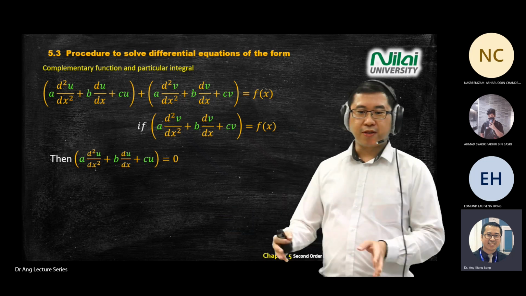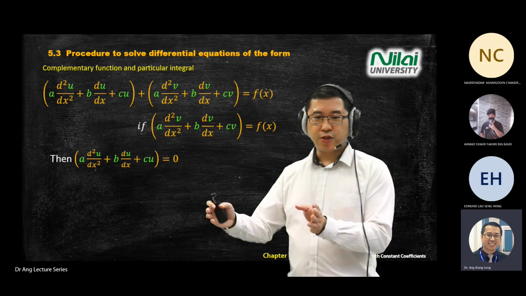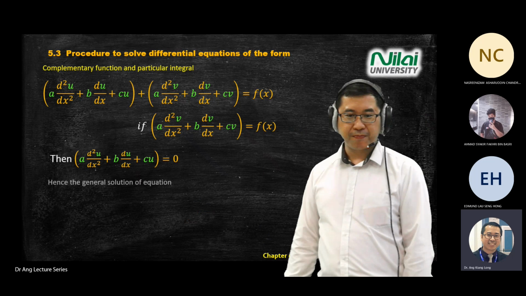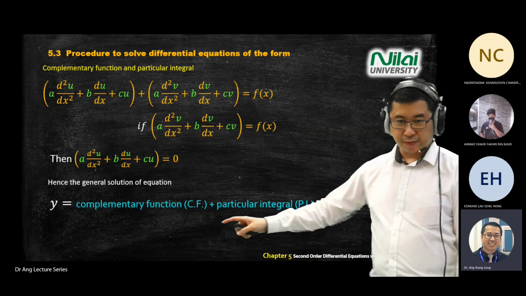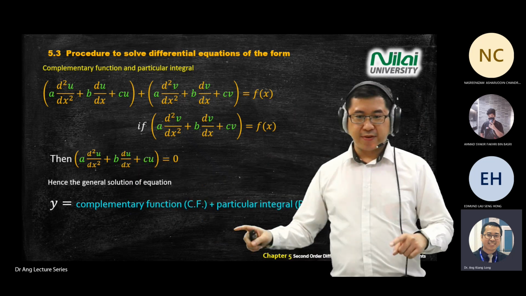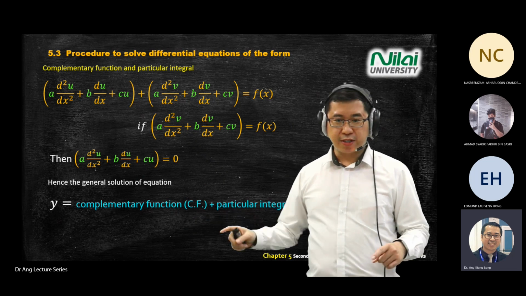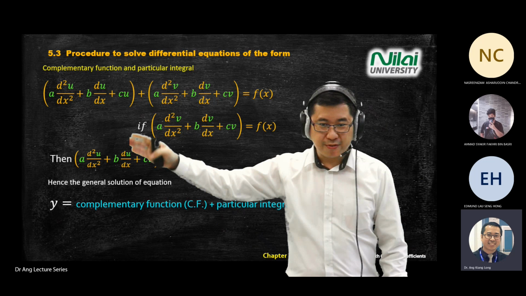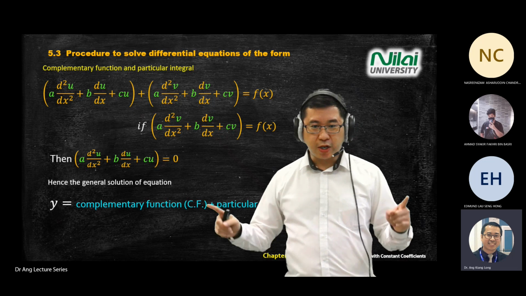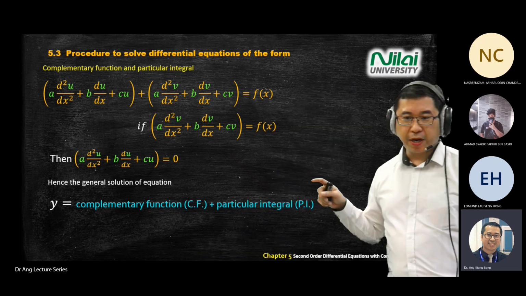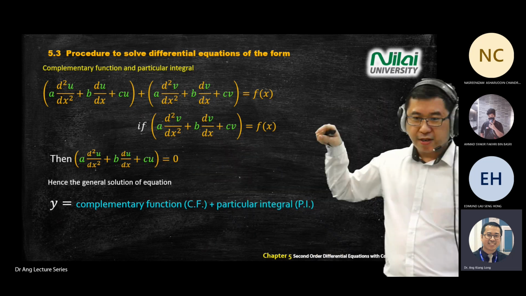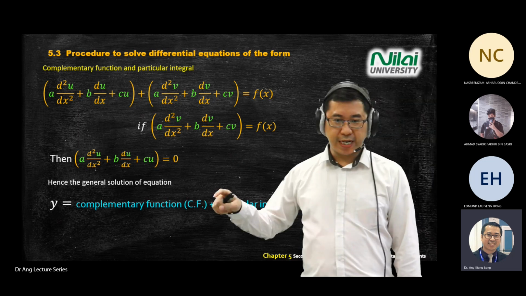You solve for the U equal zero. You solve for the V equal to the other side. Then you get the answer. Okay. Your answer equal to Y. CF or complementary function means, you remember after you do housekeeping, chop into half, your answer, you have two components. One, we call it CF. One, we call it particular integral, PI. So your answer consists of CF and PI. CF and PI. Okay.